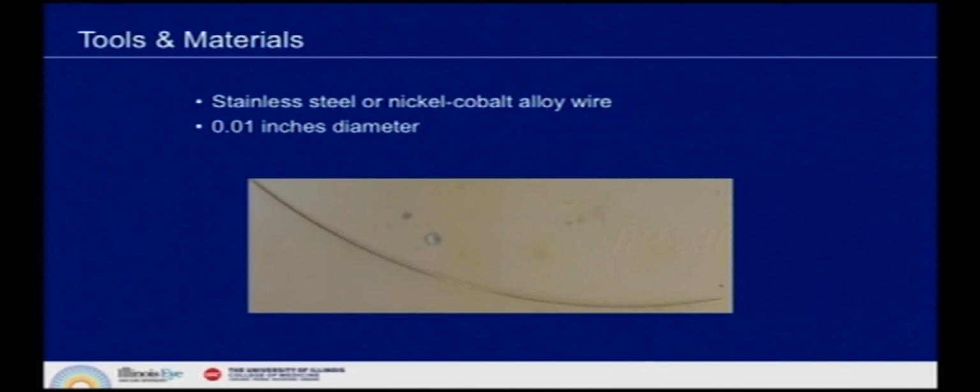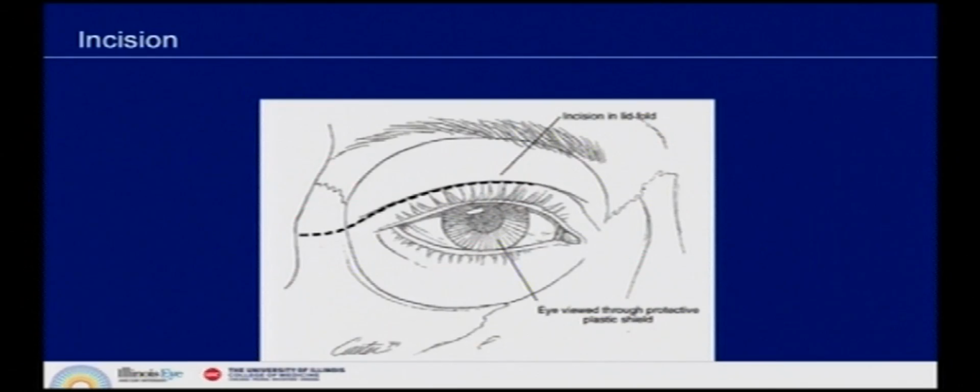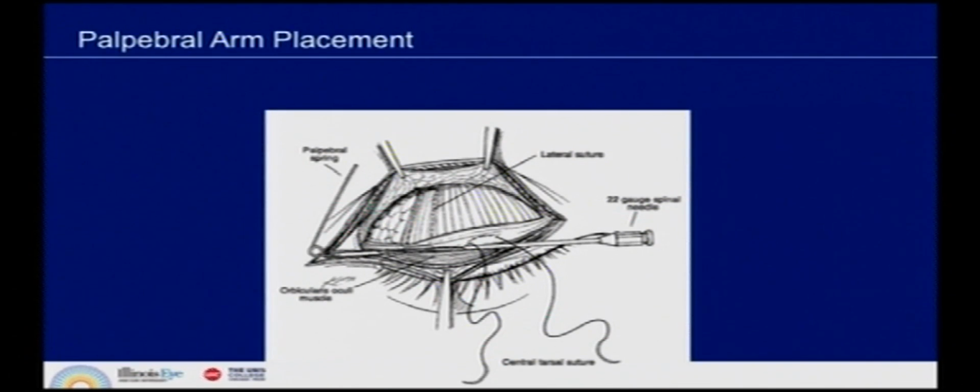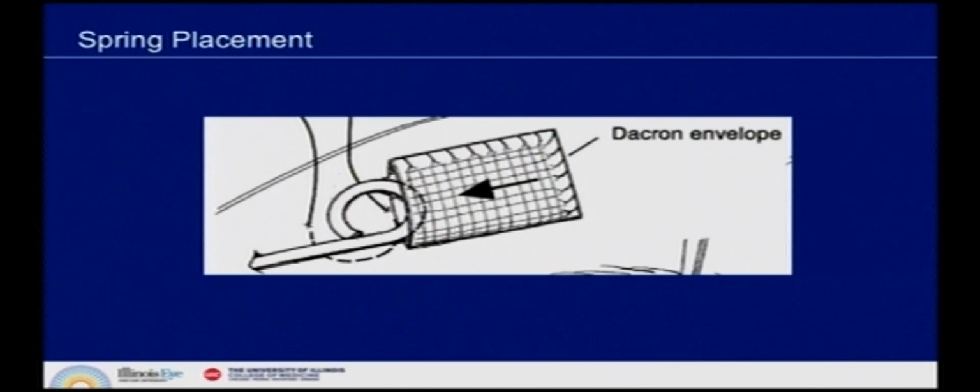It's made from stainless steel or nickel cobalt alloy and is very, very thin. We then bend it into this shape with the fulcrum laterally and place it through a standard upper eyelid crease incision that's converted into a lazy S over the lateral orbital rim. And here you can see the lower arm is then sutured to the tarsus. The fulcrum is sutured to the lateral orbital rim, and the upper arm is sutured to the superior orbital rim.